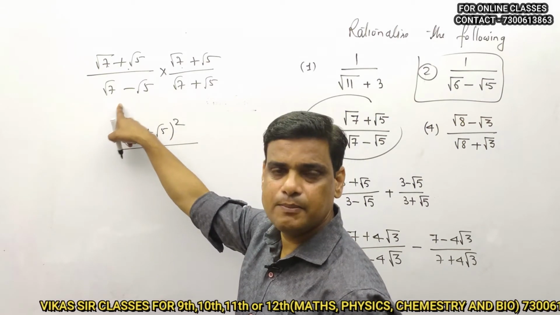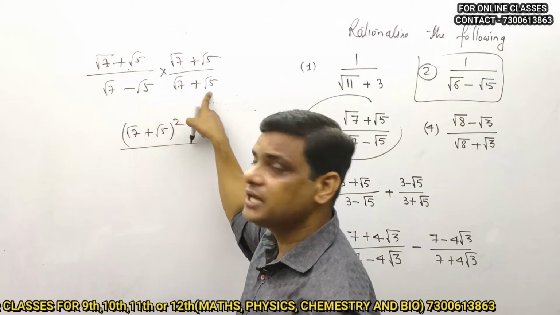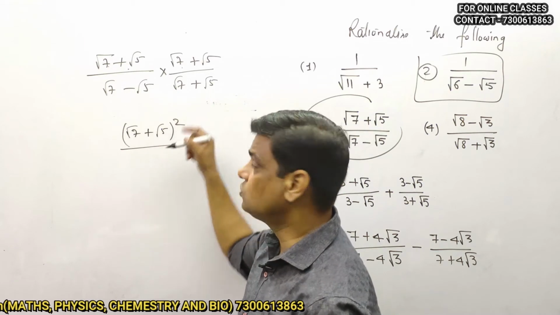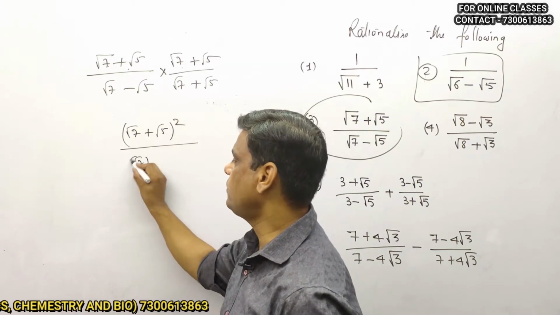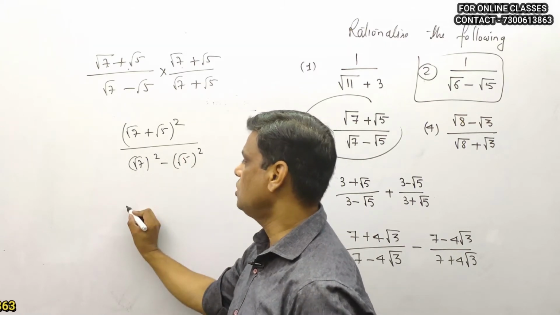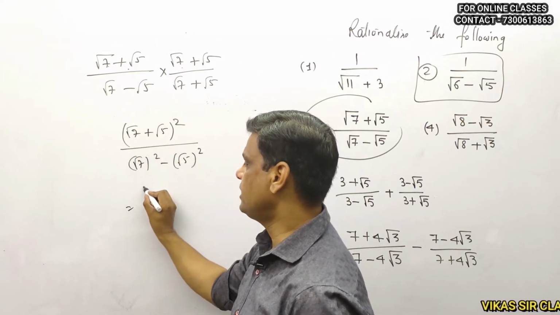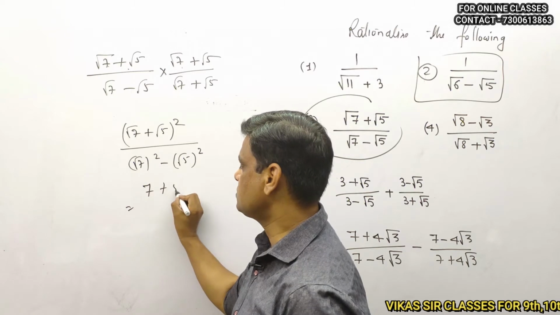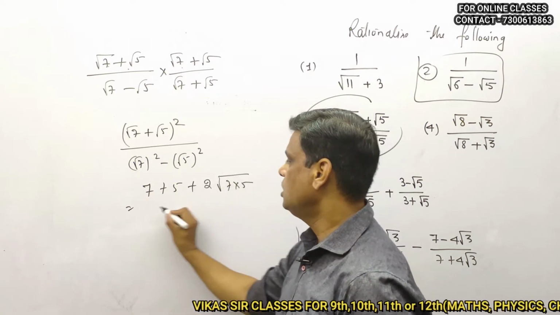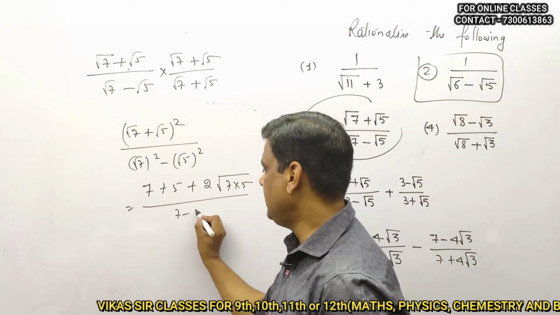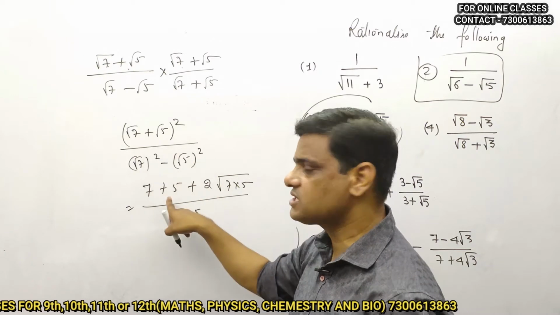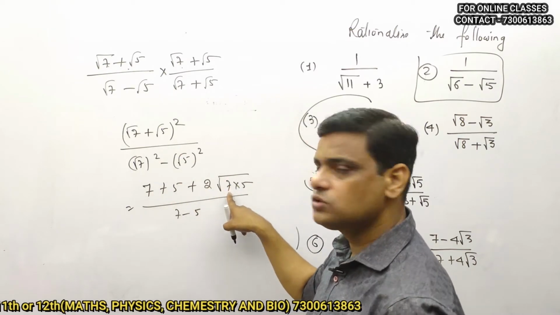And here it is (a minus b) into (a plus b), and this is (root 7 minus root 5)(root 7 plus root 5). Your answer is a square minus b square. Now solving out, (a plus b) whole square is a square plus b square plus 2ab, upon a minus b. So root 7 square is 7, root 5 square is 5, 2 root 7 into 5.